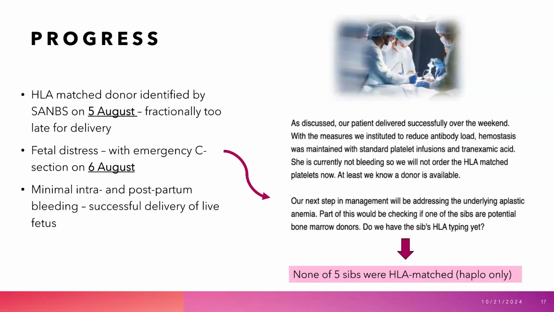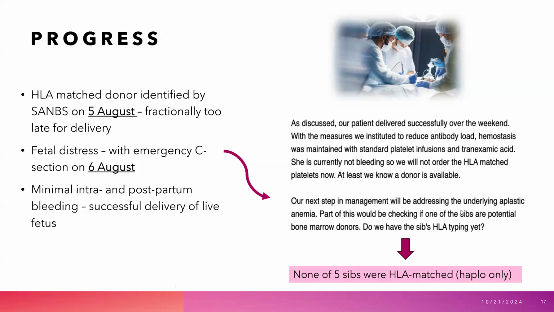An HLA matched donor was actually identified by the SANBS on the 5th of August, which was just fractionally too late for delivery. The patient, on a weekend, developed fetal distress and had an emergency C-section on a Saturday night, on the 6th of August, I think. And the good outcome was that there was very minimal intra- and postpartum bleeding, and she successfully delivered a live fetus. We emailed the tissue immunology lab back about the fact that this patient had delivered her baby. We deferred the ordering of the HLA matched platelets at this point because she wasn't bleeding.